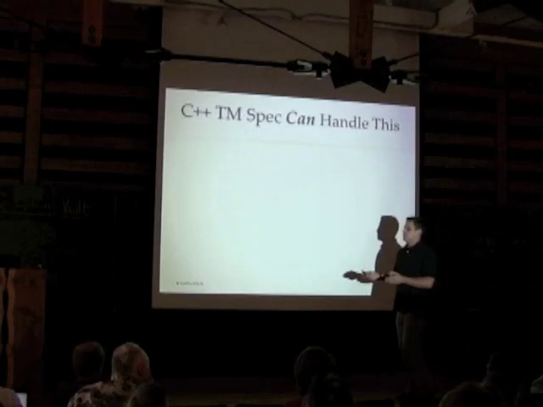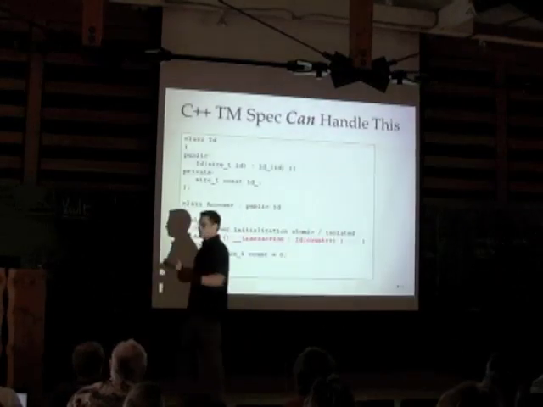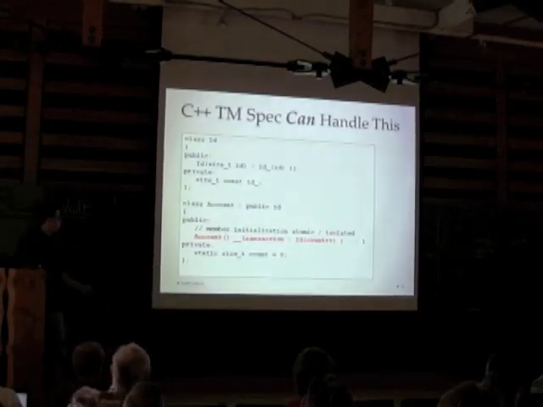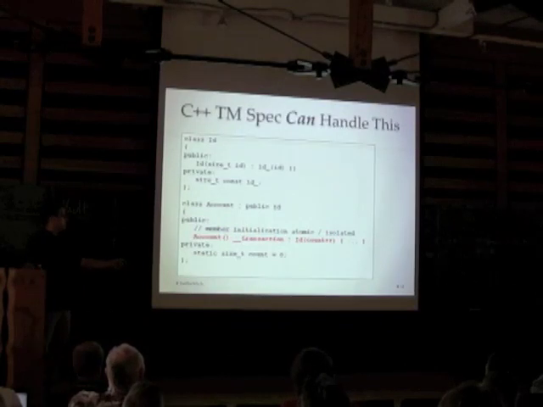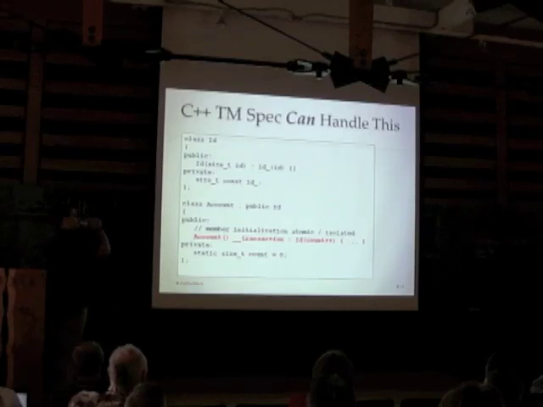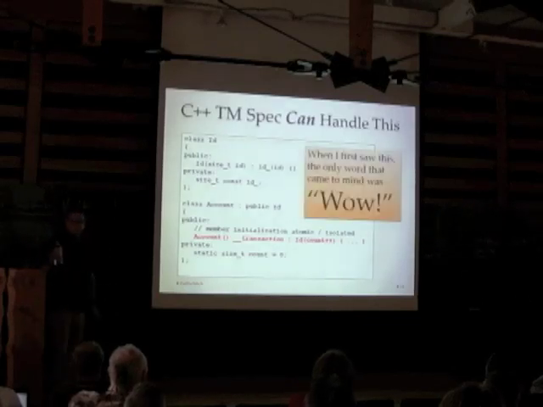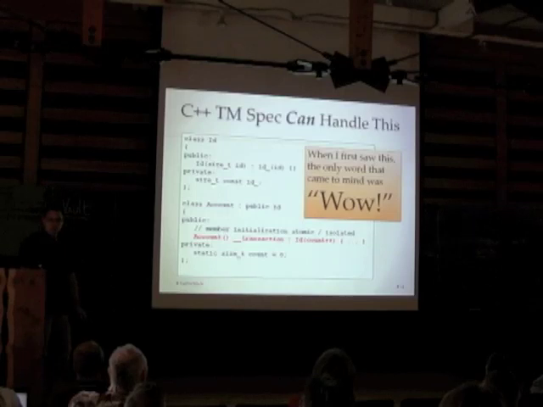With the C++ TM spec, you can, and it's so simple. You just say, I want a transaction, and I want it just around the member initialization list. Can you put it on an individual member? I don't believe you can.